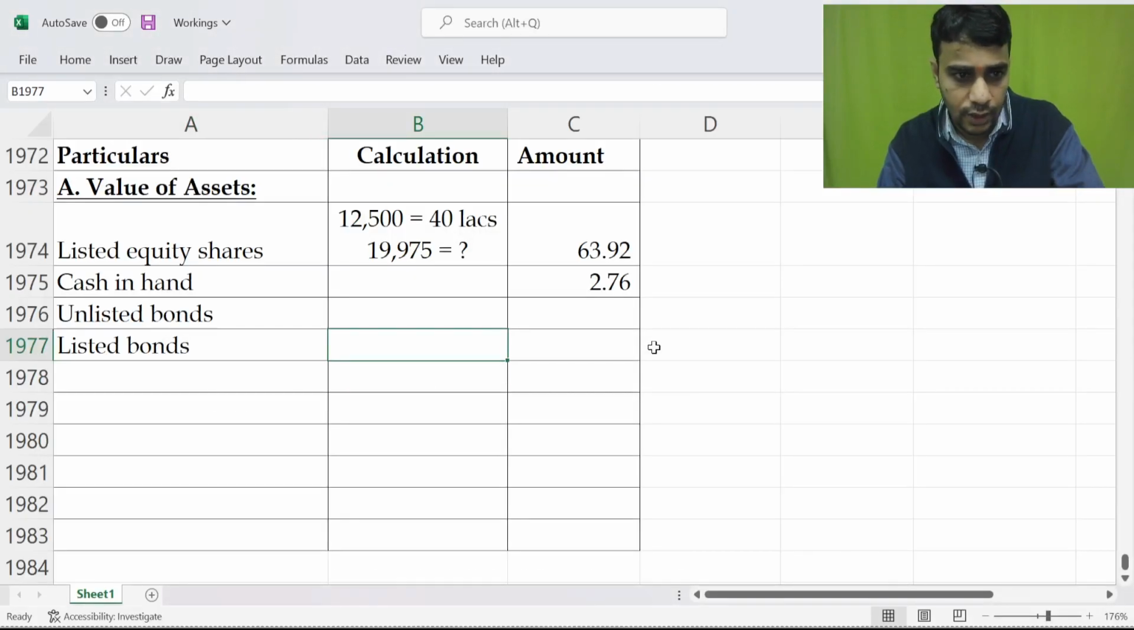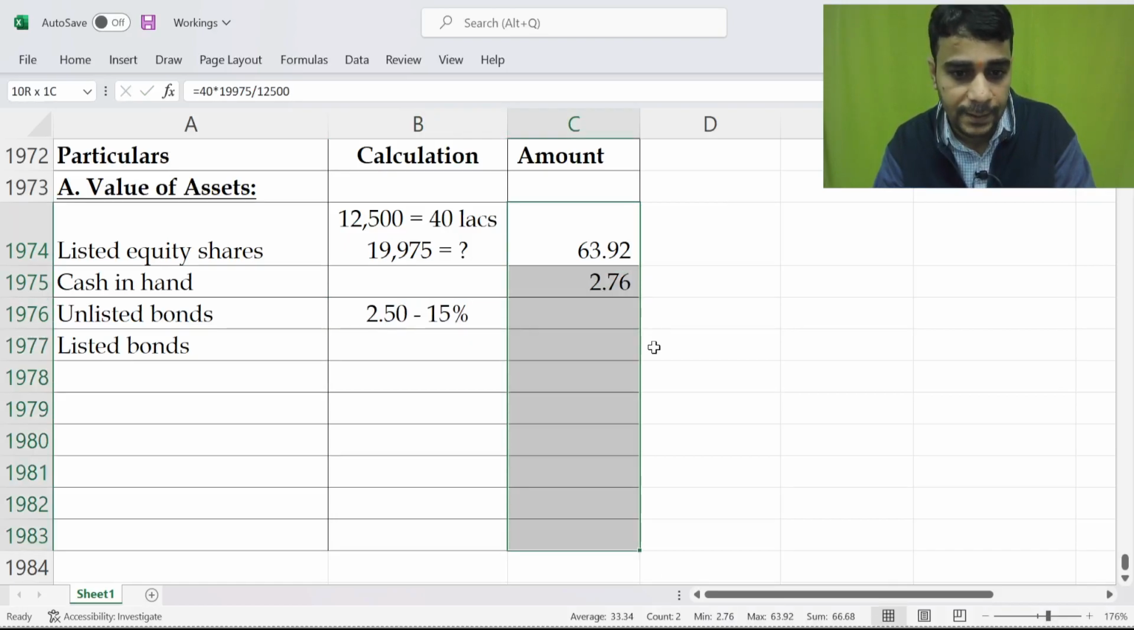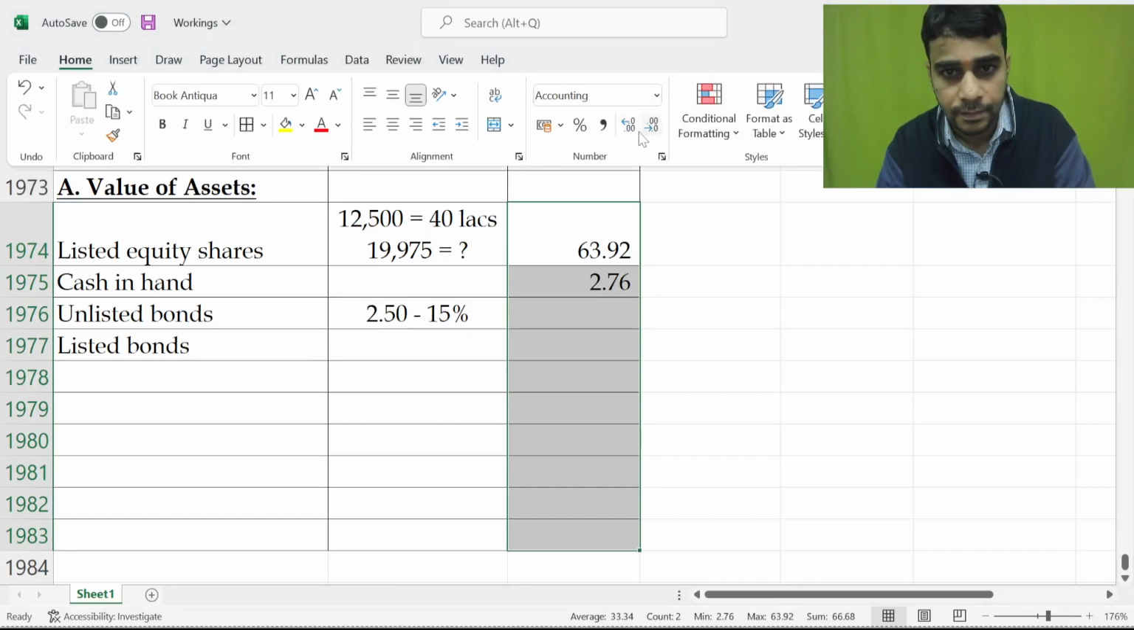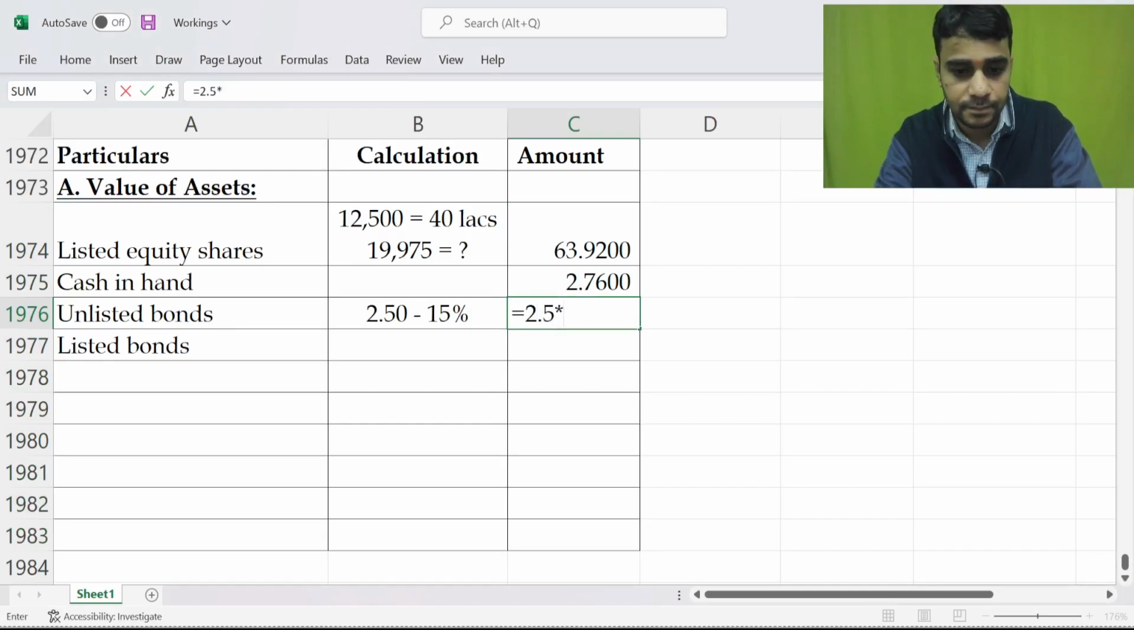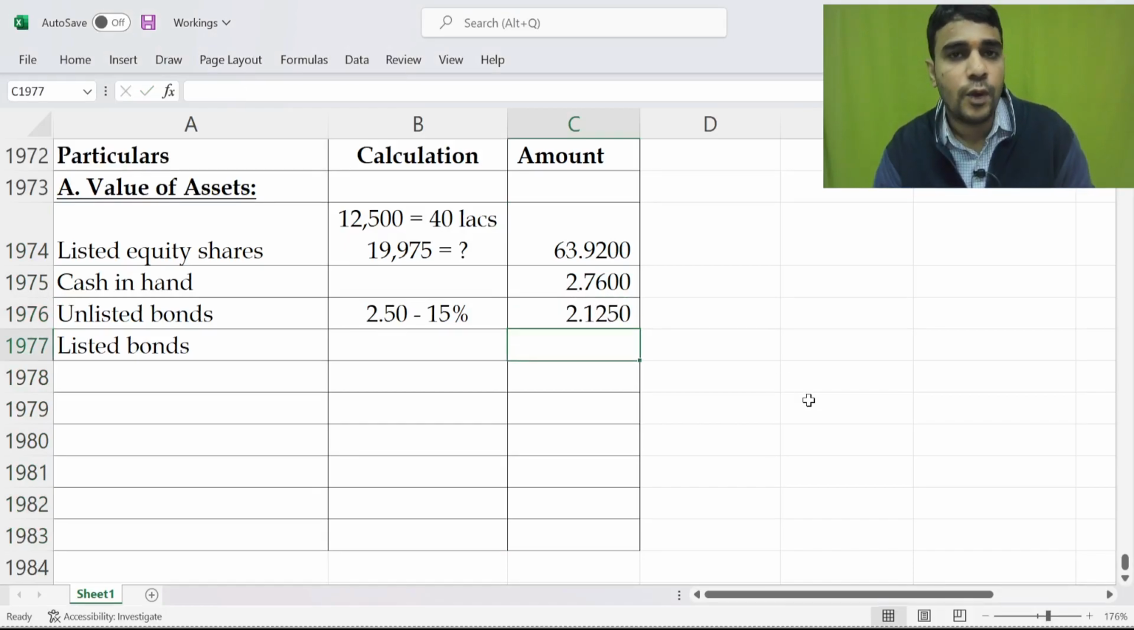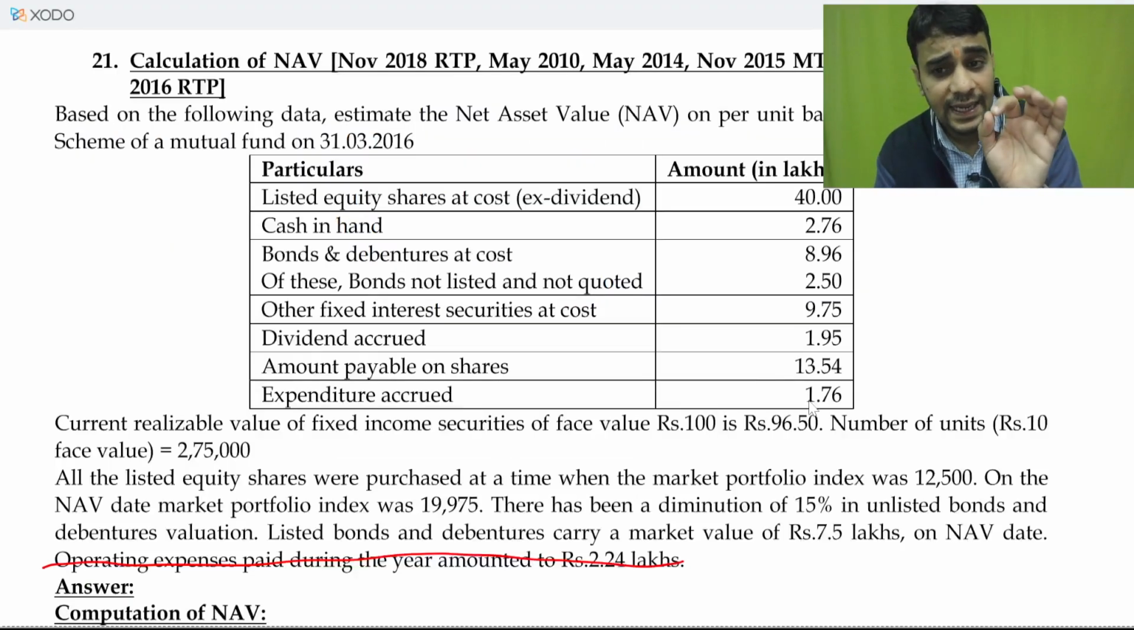15%. Okay, so unlisted 2.5 lakh minus 15%, which is 2.125 lakhs. A 15% reduction is there. Listed will be 8.96 minus 2.5 if no info. If there is no info in the question, it is 8.96 minus 2.5.